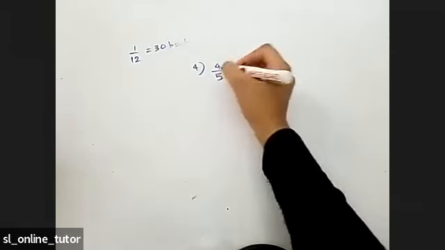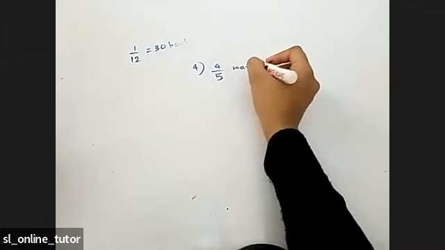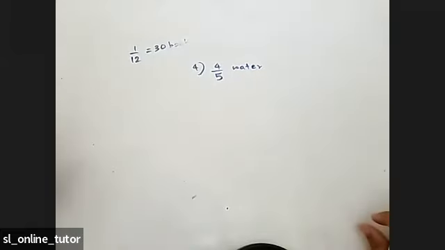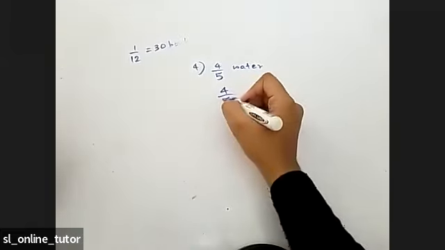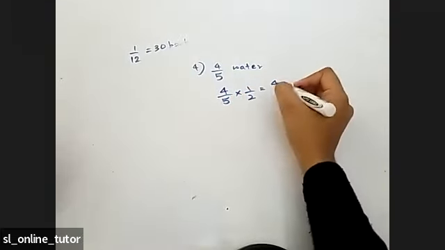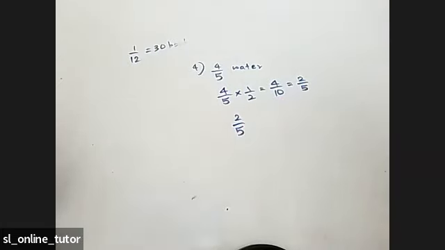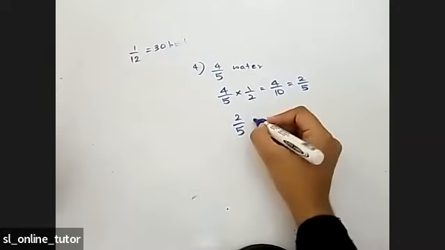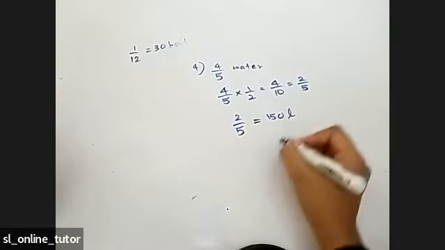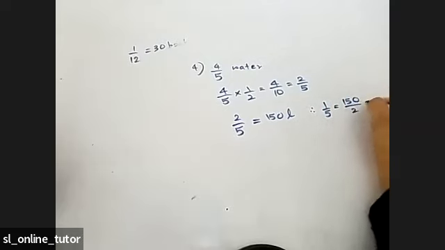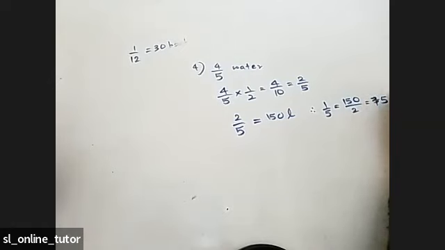4 by 5 of a tank was filled with water. When 150 liters was removed, there was half of its volume. Okay, half of its volume, half of this. Half of this means 4 by 10. That means 2 by 5. So what does it mean? 2 by 5. Half of it was remaining means half was removed. So 2 by 5 means 150 liters. Can you understand? Therefore, 1 by 5 means 150 divided by 2. So you're getting 75 liters. 1 upon 5 means 75 liters.